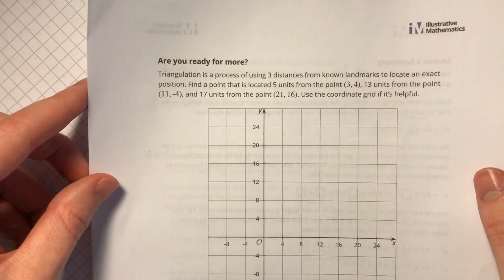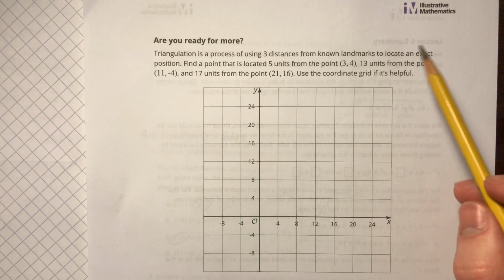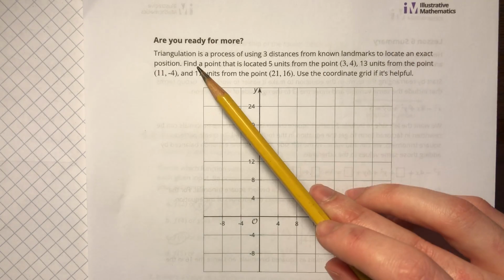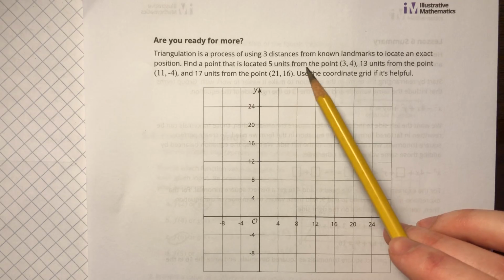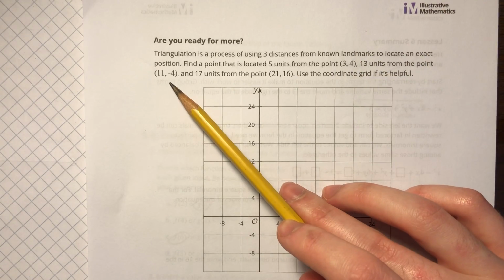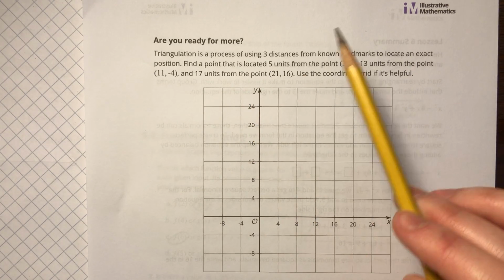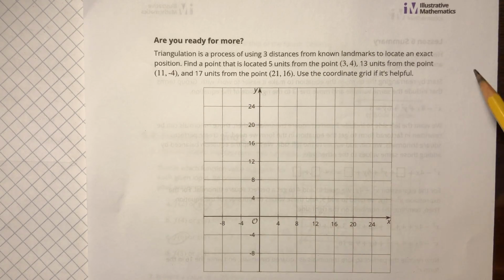Triangulation is a process of using three distances from known landmarks to locate an exact point position. Find a point that is located 5 units from the point (3, 4), 13 units from the point (11, -4), and 17 units from the point (21, 16). Use the coordinate grid if it's helpful.